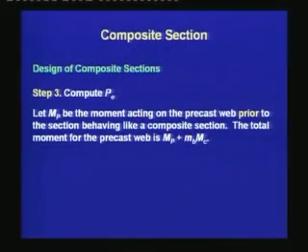Step 3 is to compute the effective prestress Pe. Let Mp be the moment acting on the precast web prior to the section behaving like the composite section. The total moment for the precast web is Mp plus mb times Mc. If we know the moment that was acting on the precast web before the section started acting like a composite section, let that moment be denoted as Mp. Next, we have a moment Mc which acts on the composite section, and in order to find the stresses in the precast concrete, we define an equivalent moment, mb times Mc, and that is added to Mp to calculate the stresses in the precast web.